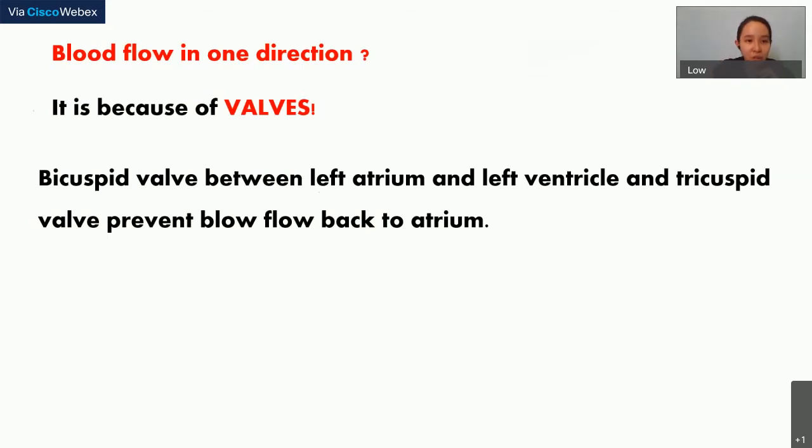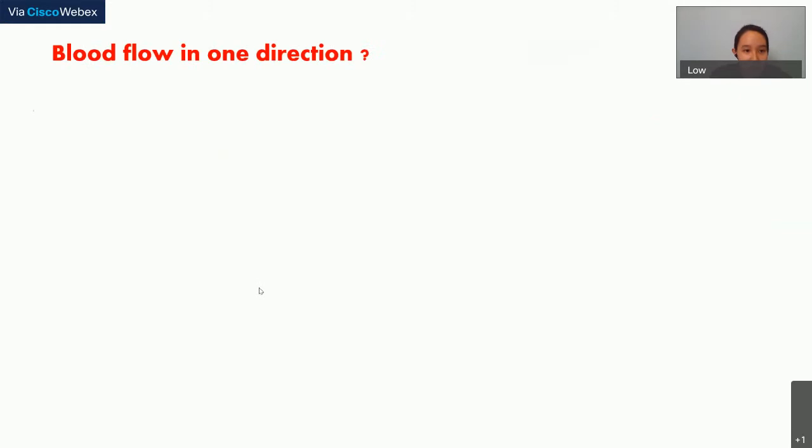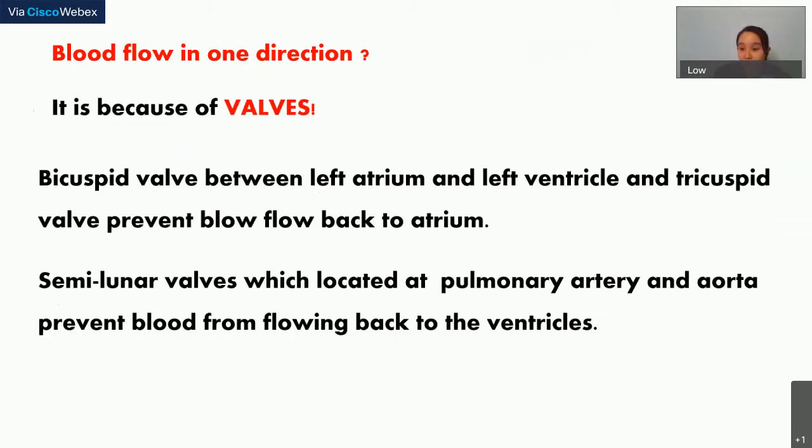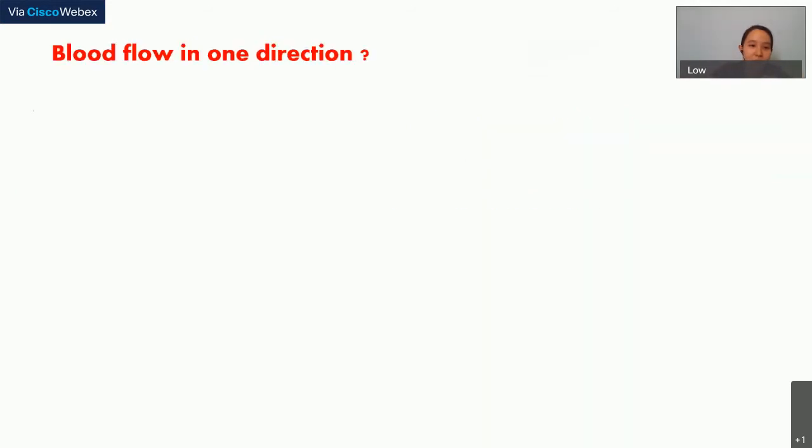Okay, let's see the picture. So here, this is the tricuspid valve and this is the bicuspid valve. When they close, they prevent the blood from flowing back from the ventricle to the atrium. Then the semilunar valve, which is located at the pulmonary artery and also the aorta, prevents the blood from flowing back into the ventricle after it has been pumped out. So this is the semilunar valve.